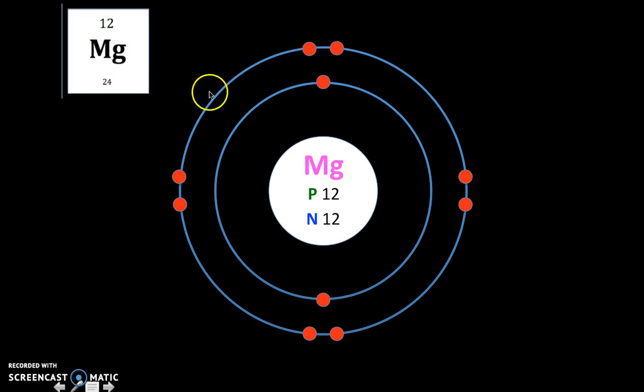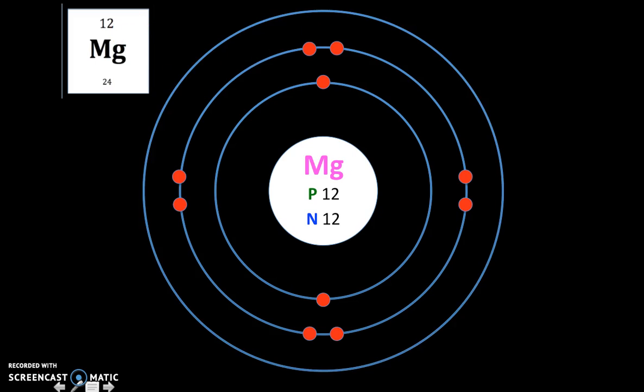But this still doesn't get us to 12. We have 2, 4, 8, and 10. So we still need 2 more electrons. So that means we're going to need to draw a third shell. And we're going to need to put 2 electrons in it. So just put one at the top and one at the bottom.